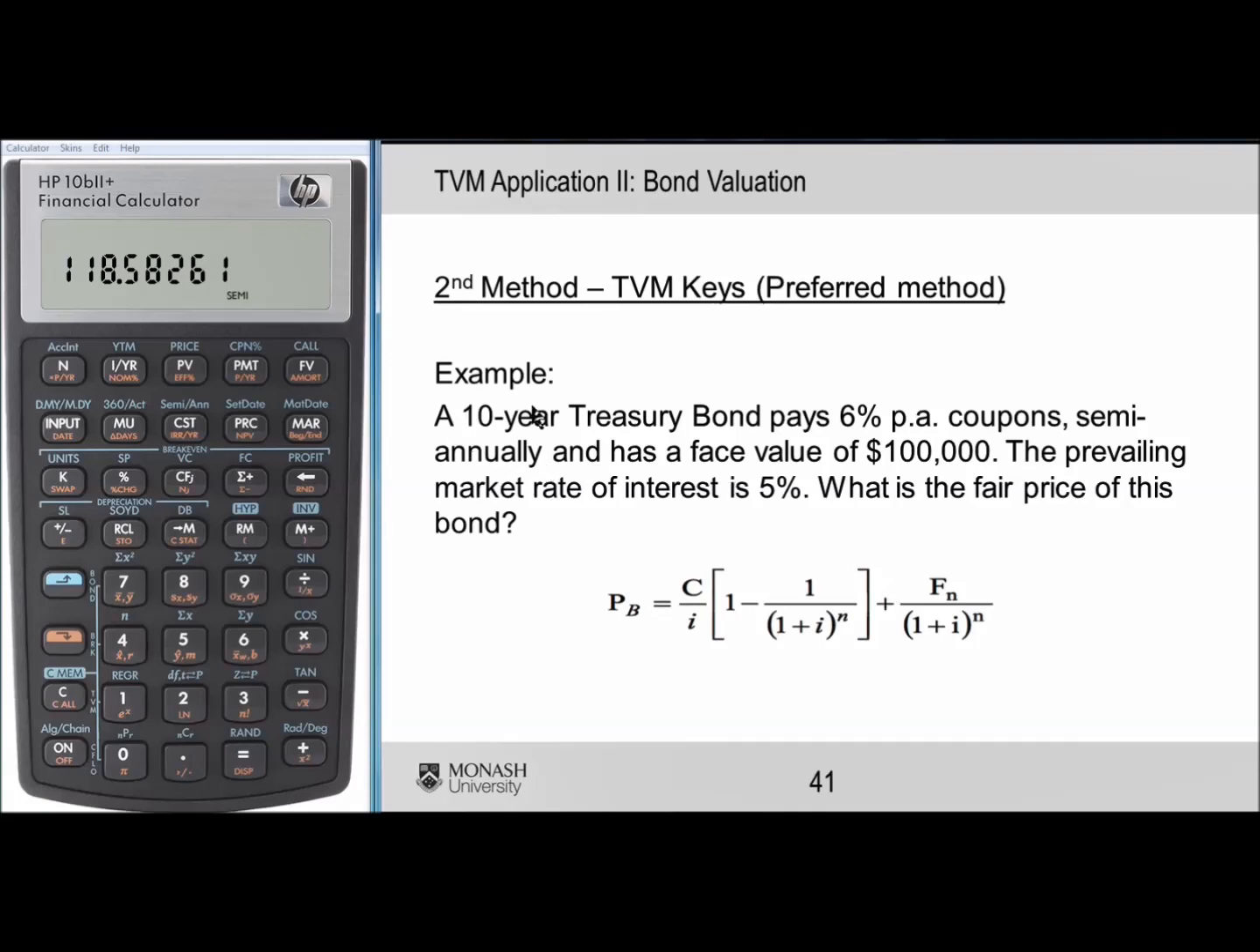For example, a 10-year treasury bond pays 6% per annum coupons semi-annually and has a face value of $100,000. The prevailing market rate of interest is 5%. What is the fair price of the bond? The first variable needed here is the coupon payment in dollar value. We have a coupon rate per annum of 6%, so 6% of the face value, then divided by 2 because this is payable semi-annually.